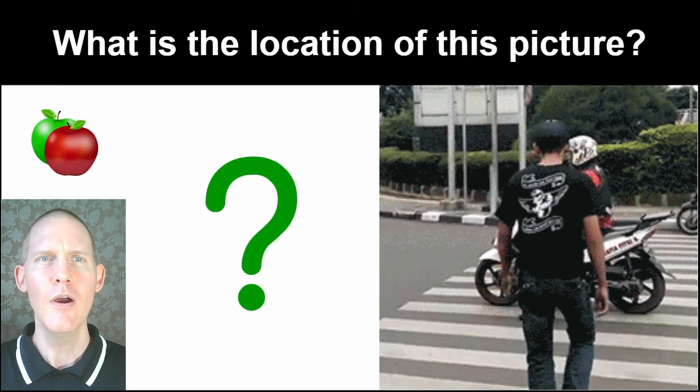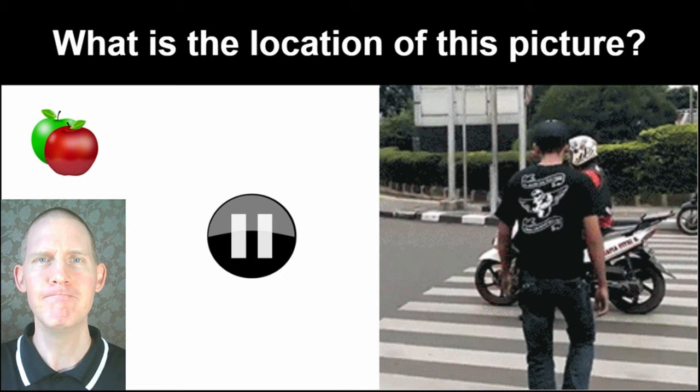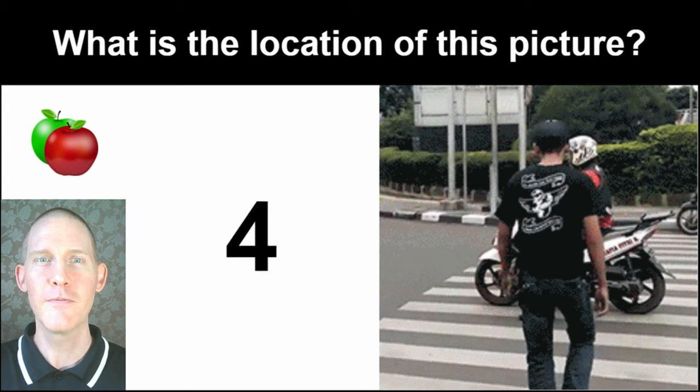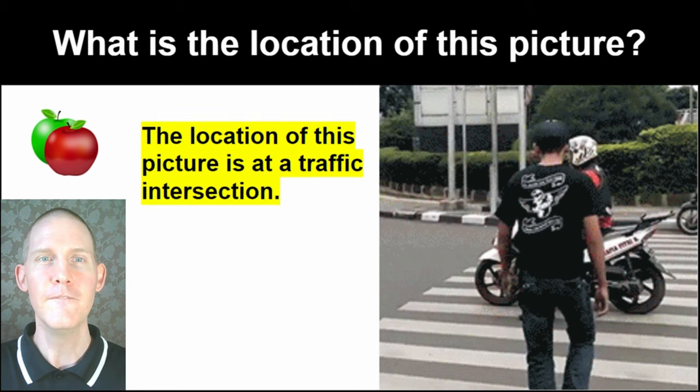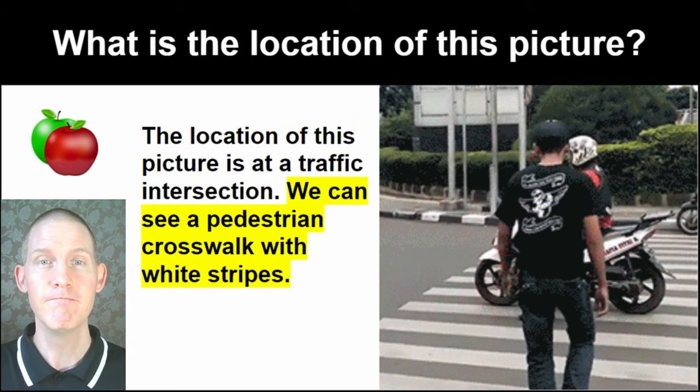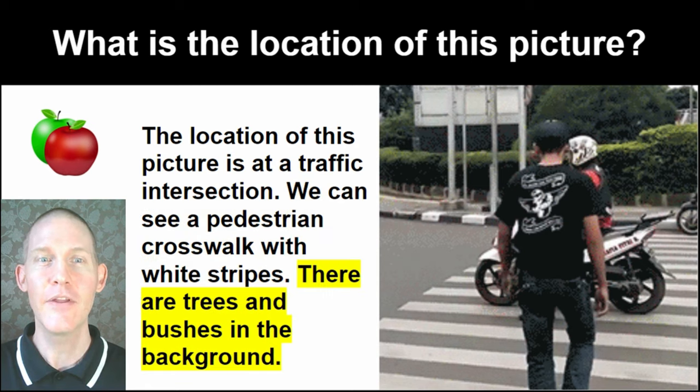Here's the question. What is the location of this picture? Okay, now is a great time for you to pause the video. Come up with your answer, and I will show you my answer in 5, 4, 3, 2, 1, 0. The location of this picture is at a traffic intersection. We can see a pedestrian crosswalk with white stripes. There are trees and bushes in the background.